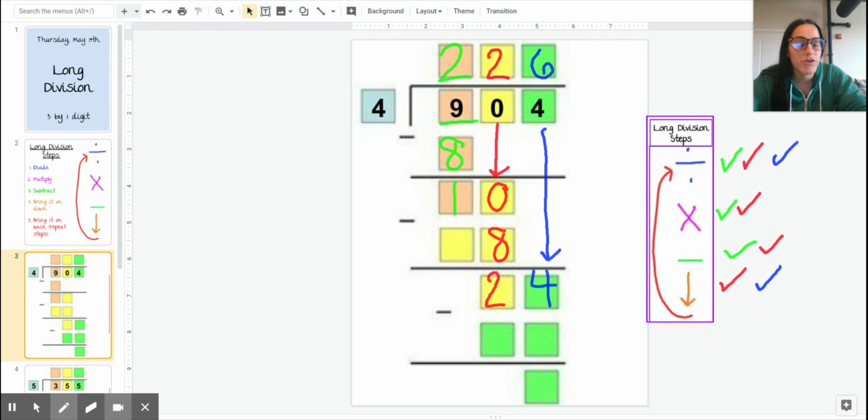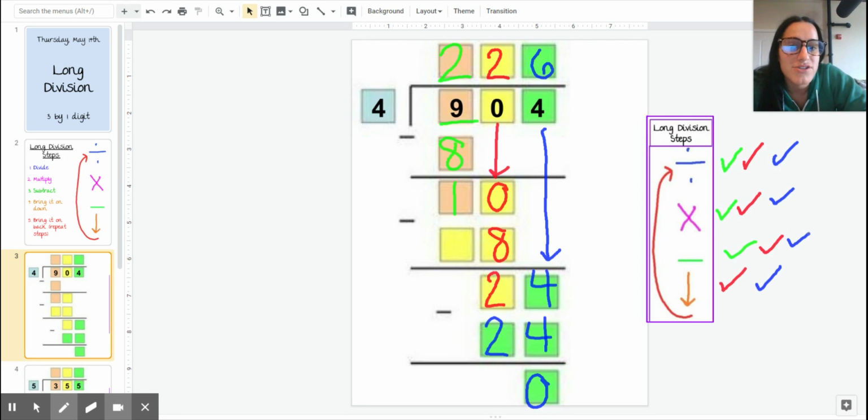Now I need to multiply. 4 times 6 gives me 24. Check off that we multiplied again. Now I need to subtract. 24 minus 24 gives me 0. I'm going to check that we've subtracted. I don't need to bring it on down because there's no more digits to bring down. So that means I am done solving this problem.